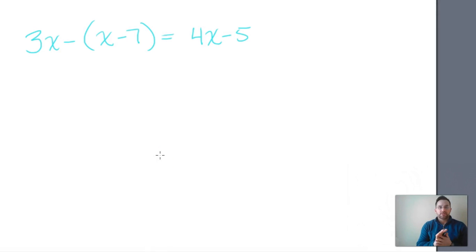Alright guys, we have a linear equation problem here. This linear equation tells us we have 3x - (x - 7) = 4x - 5. This is very important. It's telling us everything over here is equal to everything over here. So that equal sign says it's balanced, okay?